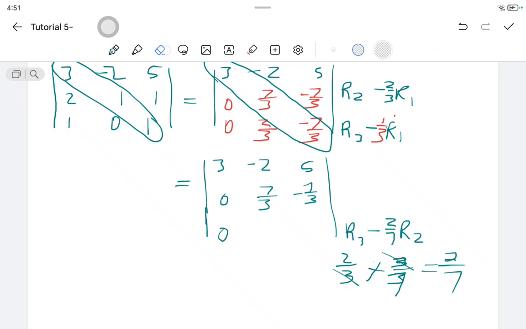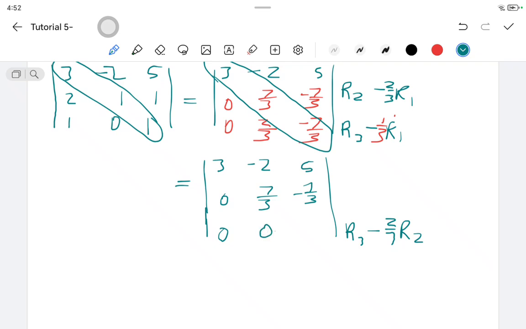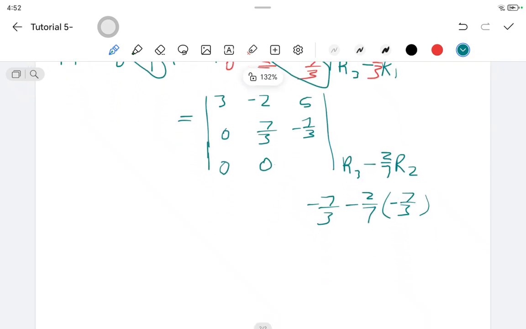I put it here, right? And then when I apply it, this will be a 0. This will be a 0. And if I apply this one, minus 7 over 3 minus 2 over 7 times 7 over 3, the 7 will cancel out, so minus 7 over 3 plus 2 over 3. Then this will give us a minus 5 over 3.